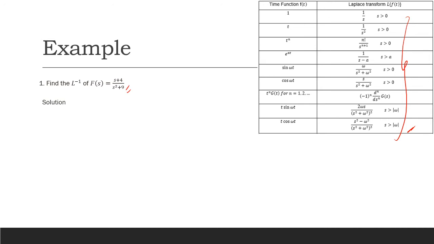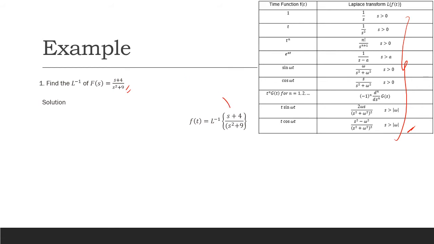So, to do that, what we can do for this problem is, so we are asked to get the inverse Laplace transform of s plus 4 over s squared plus 9. Pwede natin gawing, class, is i-distribute natin yung Laplace transform, inverse Laplace. So, linearity property.